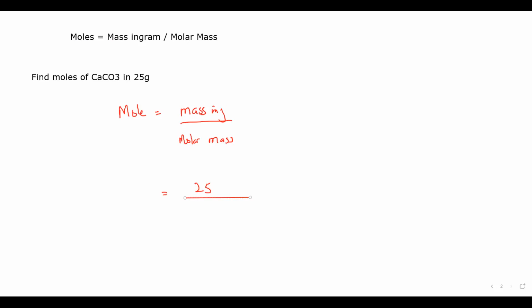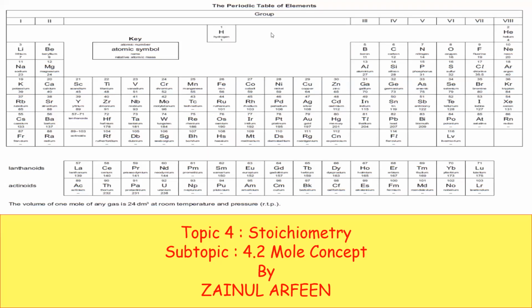So for the molar mass of calcium carbonate, we have to check the periodic table. So we have a compound which is called calcium carbonate, CaCO3. Calcium, what is the mass of calcium? This is a key written, so at the bottom the masses are given. So what is the mass of calcium? It is 40. So mass of calcium is 40.